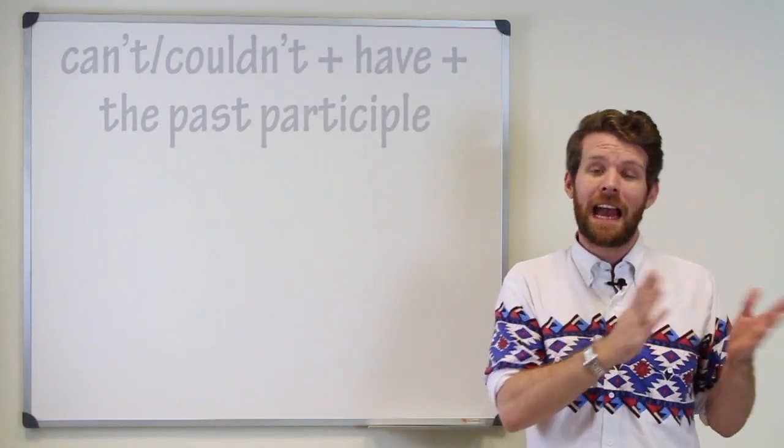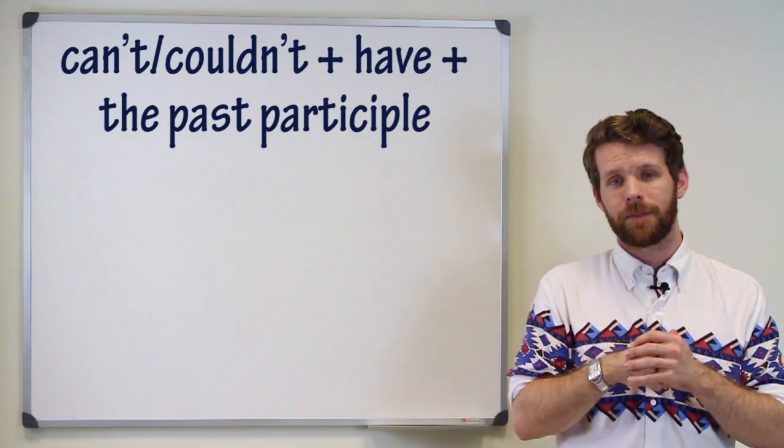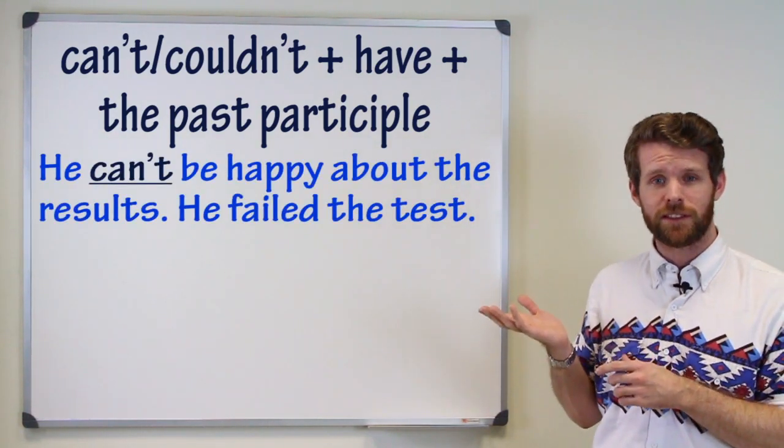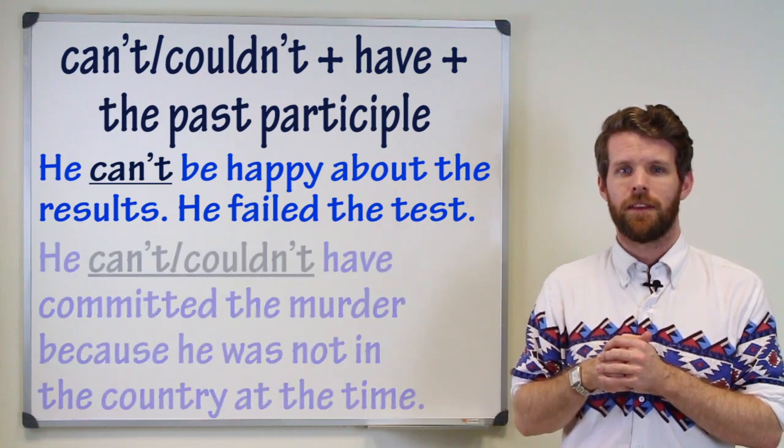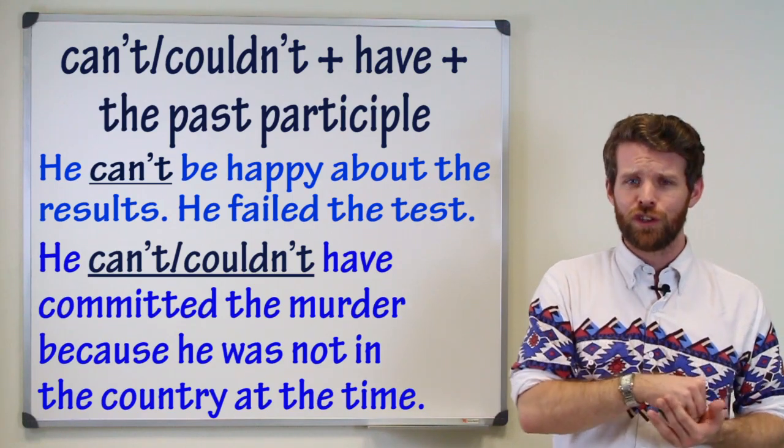When we want to say that we are sure that something is not true, we don't use mustn't, but instead we use can't. We usually have strong evidence that this is not true. In the past, the form is can't or couldn't, plus have, plus the past participle. He can't be happy about the results. He failed the test. He can't or couldn't have committed the murder because he was not in the country at the time.